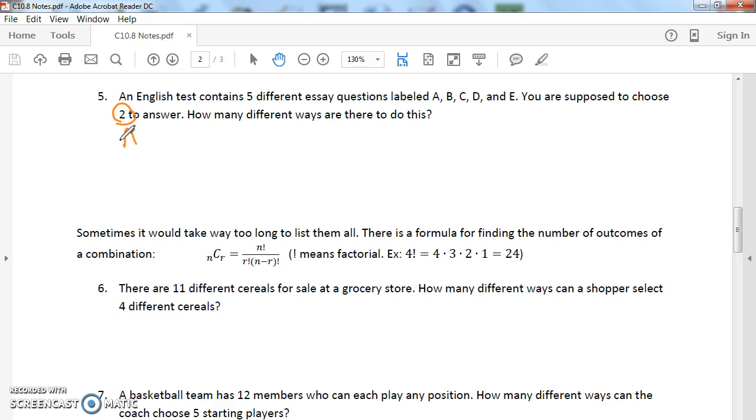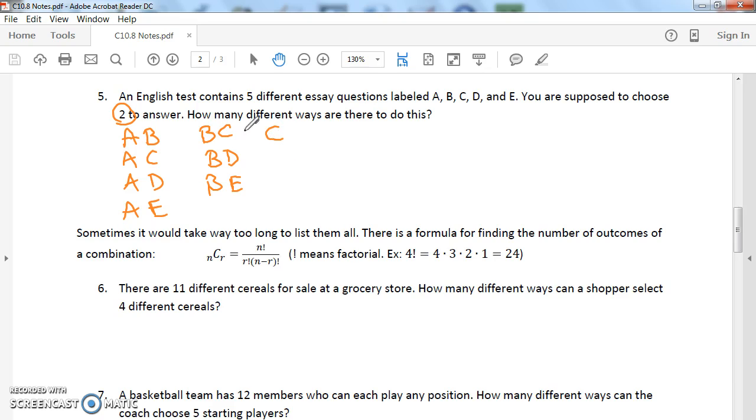So if we answer question A, we have 4 different other combinations we can do there. We could answer also B, or C, or D, or E. And that's the only way we can answer 2 questions, one of which is A. So then we can move on to B. We've already listed the B with A, but we haven't listed B with C, or B with D, or B with E.